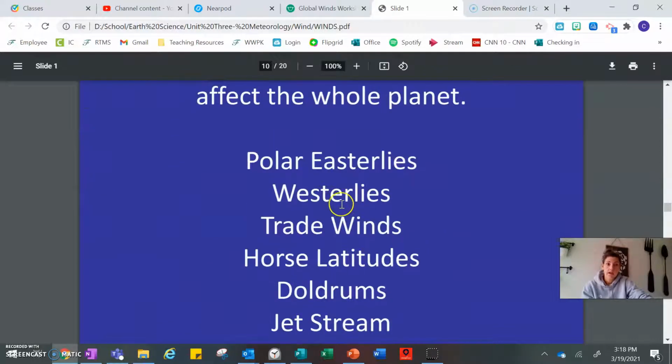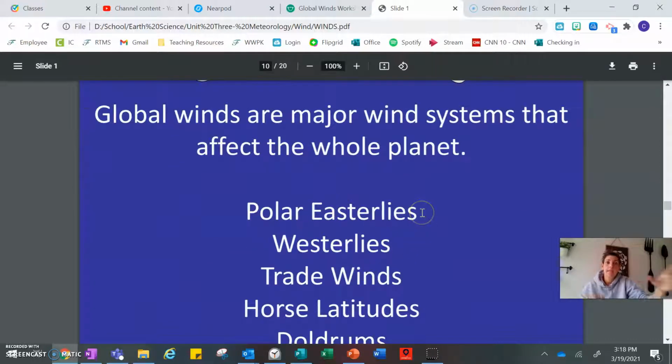All right, so now we have these major wind systems that are called global winds. And global winds are separated by those convection cells, pressure belts, at the equator and at 30 north and at 60 up to 90, which is the North Pole. And the same thing happens down in the southern hemisphere. You have the equator, 30 south, 60 south, and 90 south, which would be the South Pole.